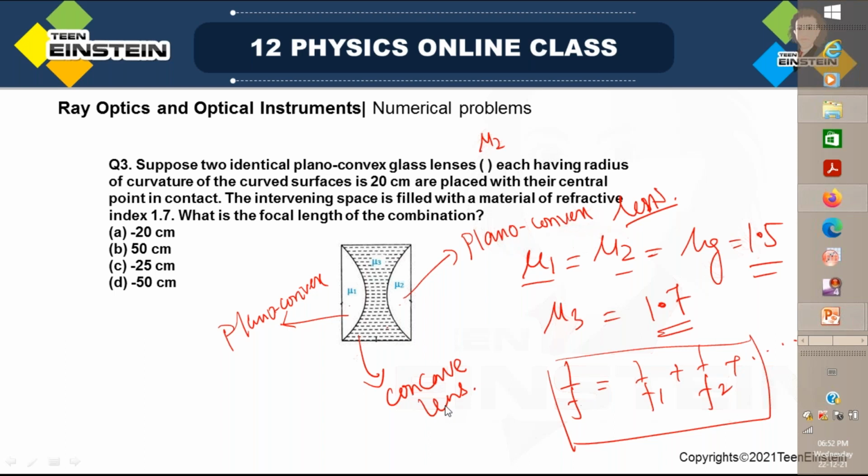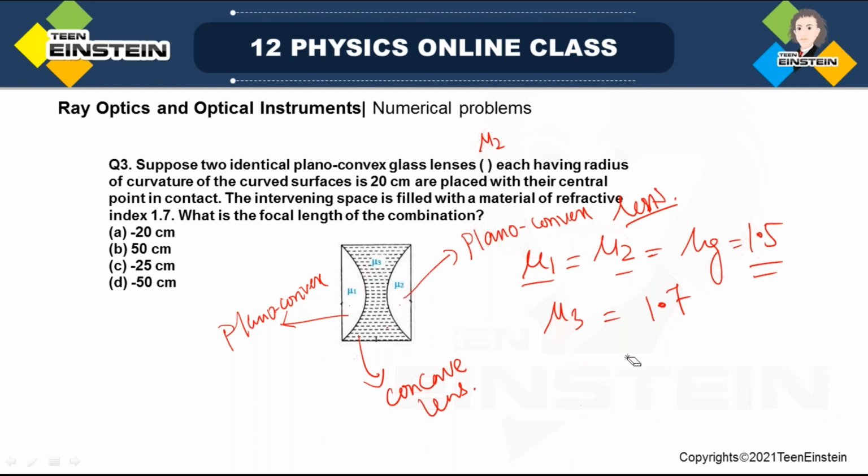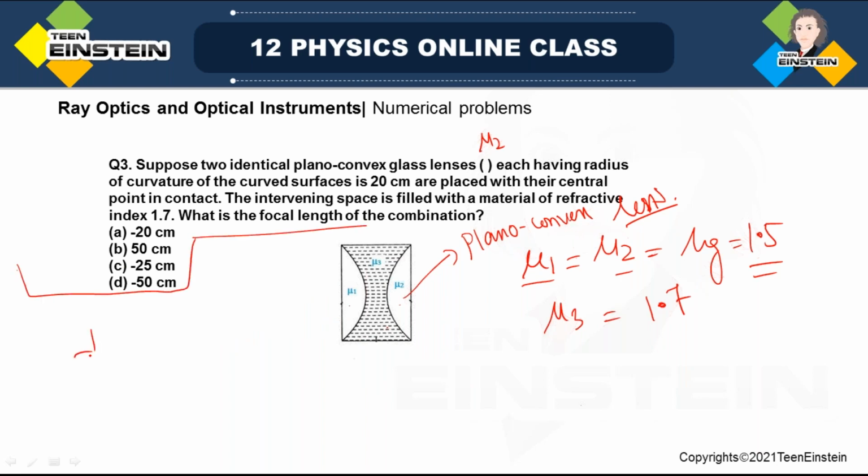So this is the concept that this combination will act as a combination of three different lenses: two plano-convex, and the third is a concave lens simply. We'll just remove this, you can see from the figure itself, and then I'll be using this portion. So here also, we will be using the lens maker's formula, suppose I want to write it for the convex lens.